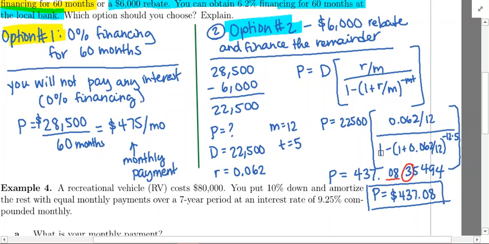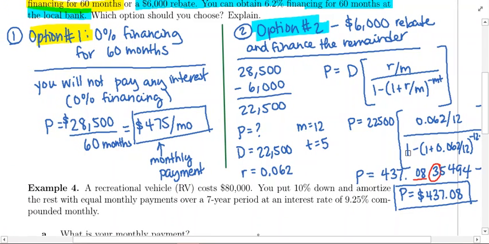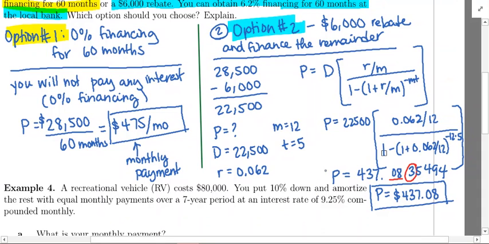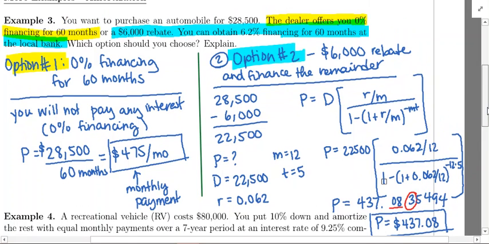Now we can compare. The reason we can compare these two, like apples to apples, is because these loans were both for a 60-month period. They covered the same amount of time. So all you have to do is compare the two monthly payments and go with the deal where you get the cheaper monthly payment. For option number one, which was the 0% financing for 60 months, your monthly payment would be $475 a month. But if you went with the $6,000 rebate and then financed the remainder, your monthly payment would only be $437.08. And so option number two is the way to go.